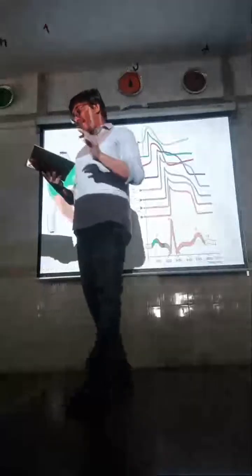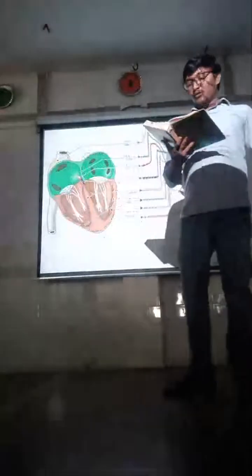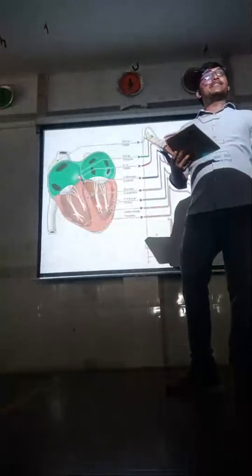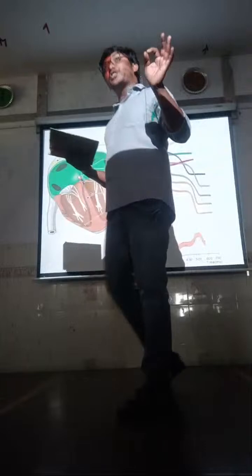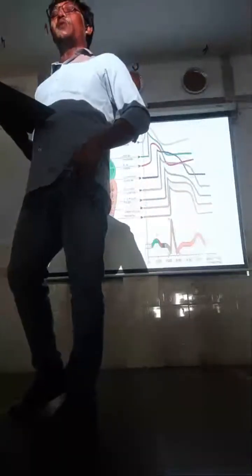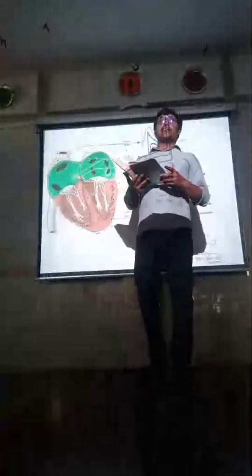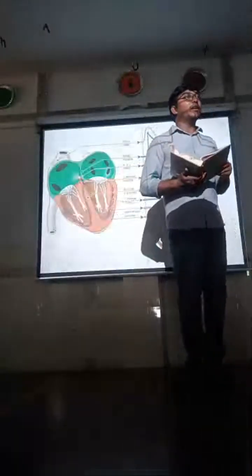So here atrial pressure rises up to 4 to 6 mm of Hg. The right atrium is rising up to 4 to 6 mm of Hg. The left atrium pressure is approximately rising 7 to 8 mm of Hg. What is it doing? It is giving 30% of additional blood into the ventricle.